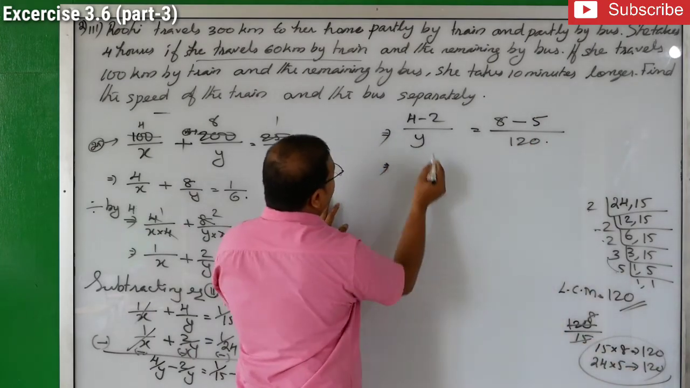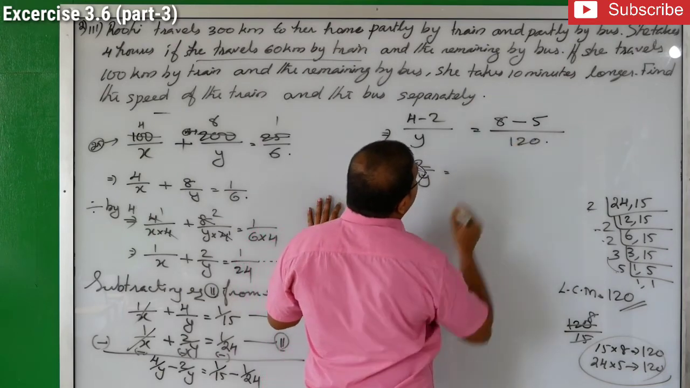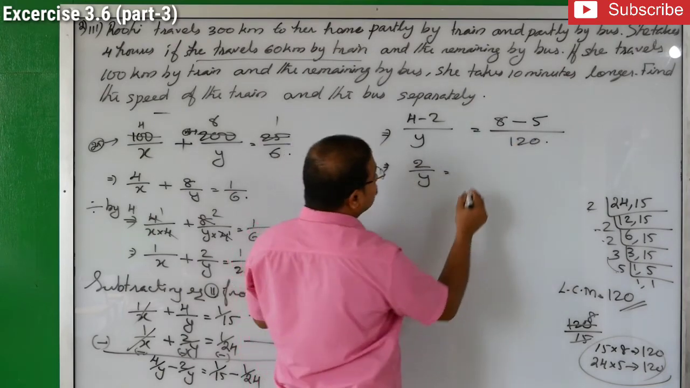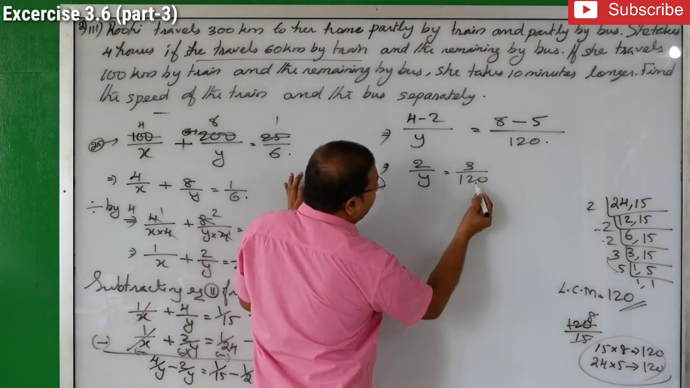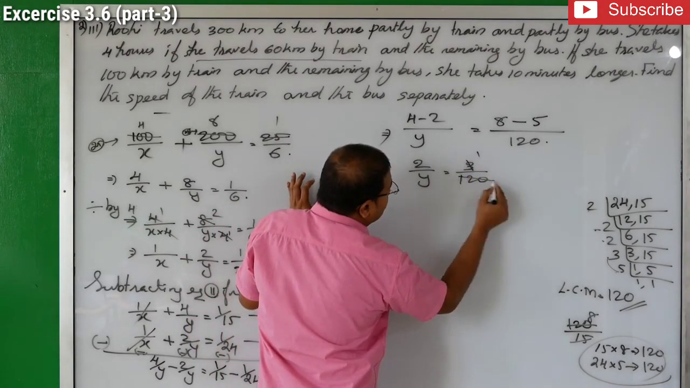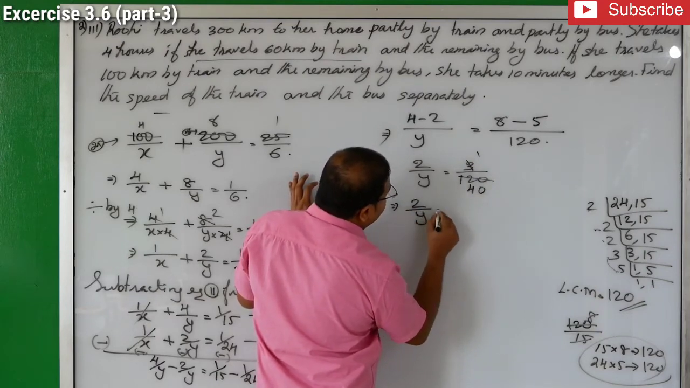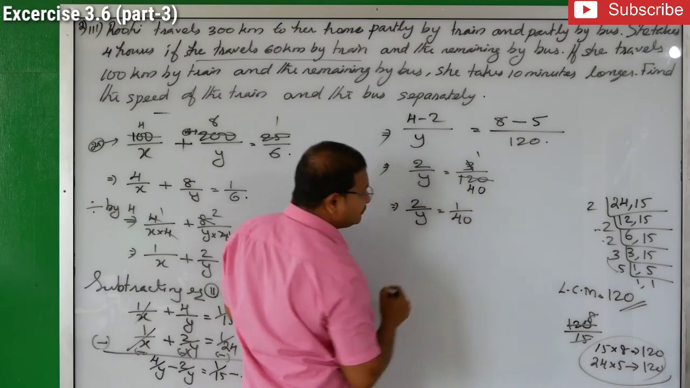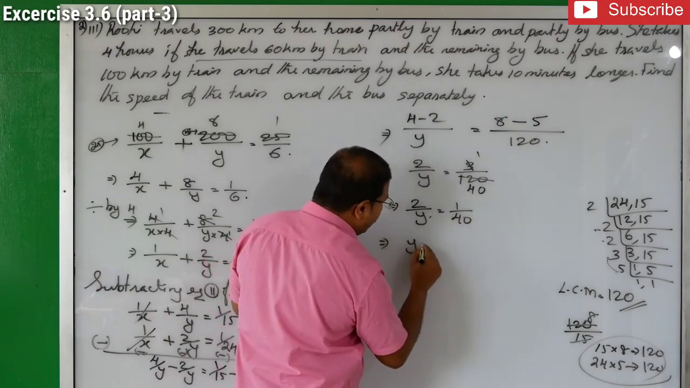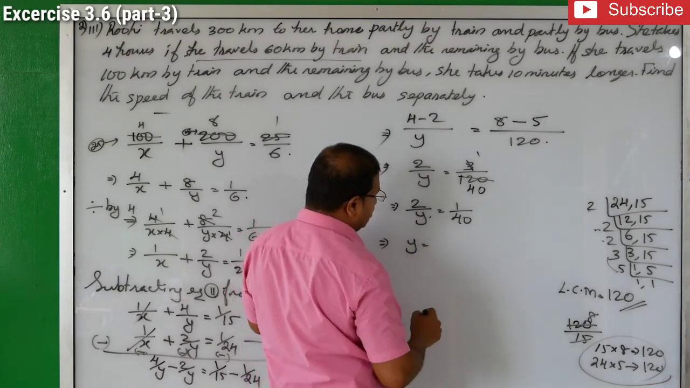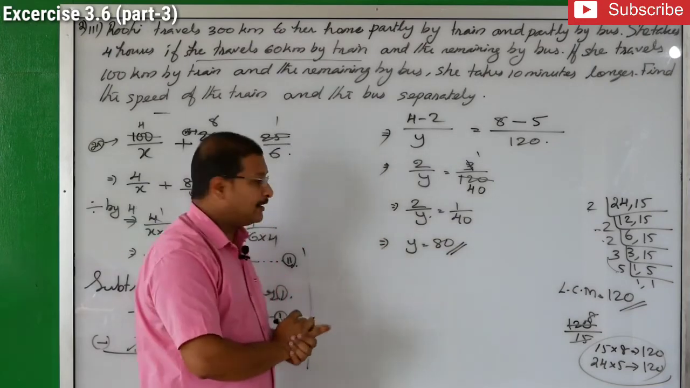This implies what you will do? 4 minus 2, that is 2 by y equals 8 minus 5, that is 3 by 120. Now both numerator and denominator by 3 will cancel. 3 1s are 3, 3 40s are 120, that means 40. That implies we got 2 by y equals 1 by 40. This implies we will cross multiply now. See, y into 1, that is y. y equals 40 into 2, that's 80. Ready?